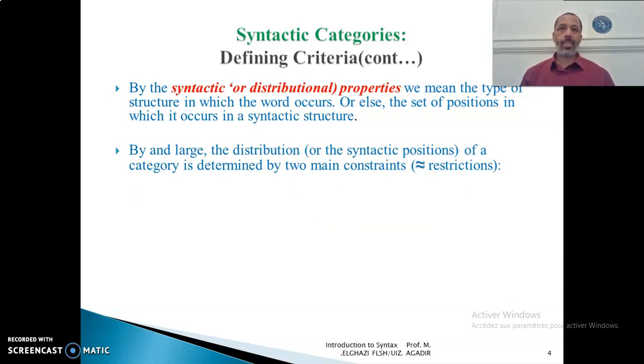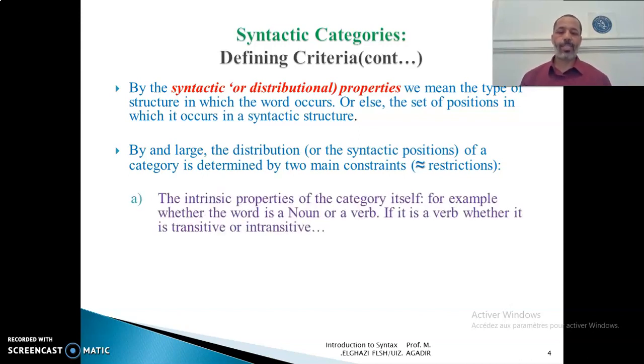By the word constraint here, we roughly mean restrictions. The symbol you see in front of you is not an exact equal. It roughly equals the restrictions. Whenever you see it, it means roughly.